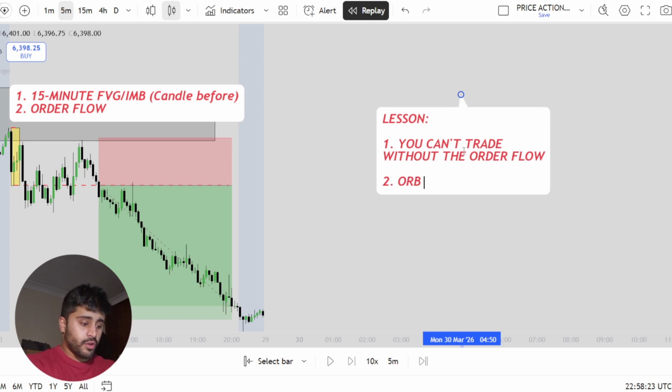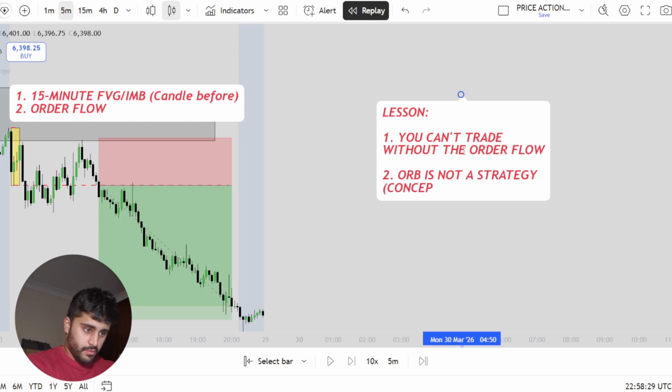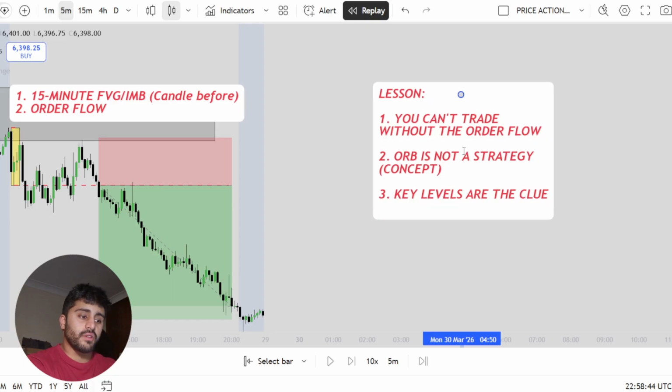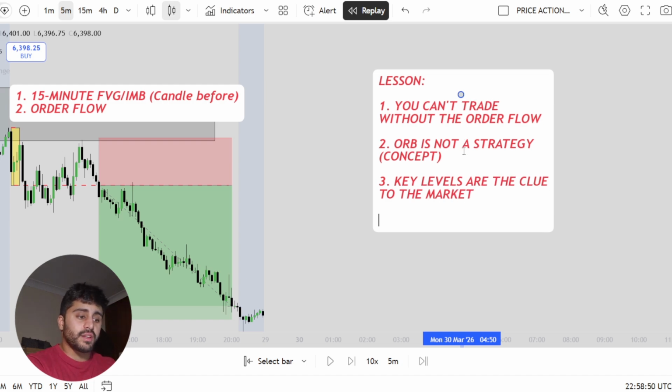Lesson number two, ORB is not a strategy. ORB is a concept, right? Now, number three is key levels are the clue to the market, right? There's actually one thing I didn't finish going through, but I'm going to go through it now. Key levels are the clue to the market, and I'm going to break down what that means in a few minutes.